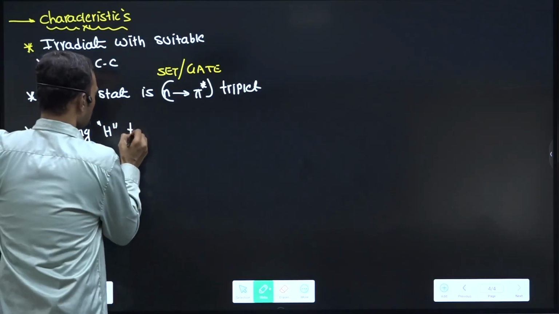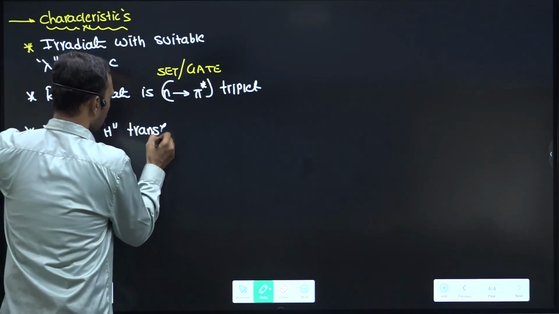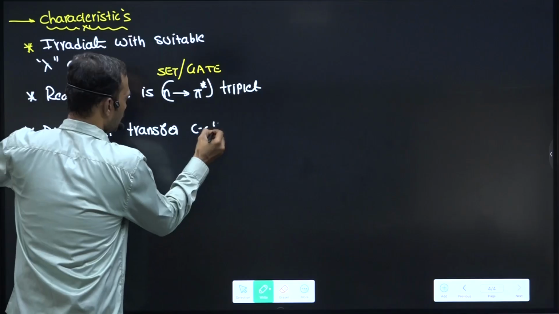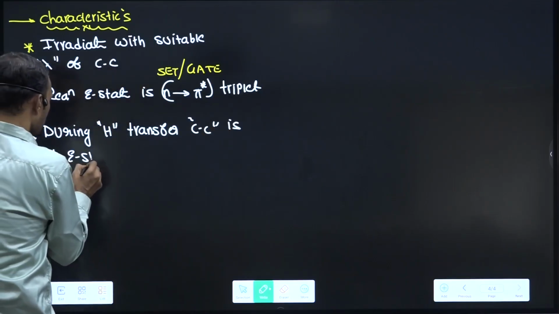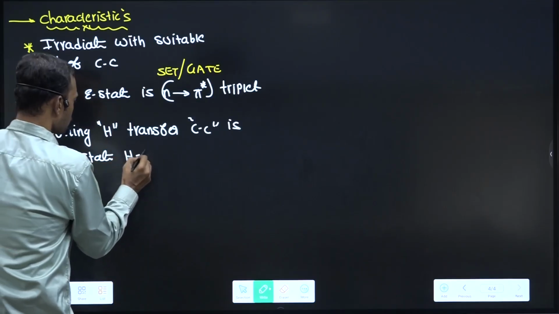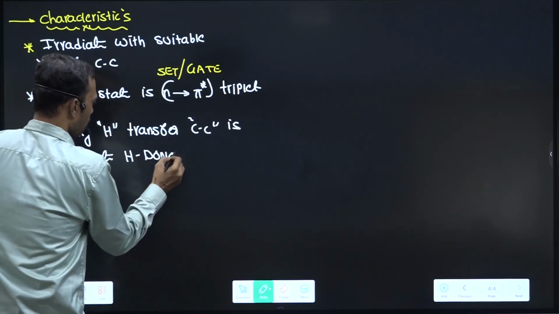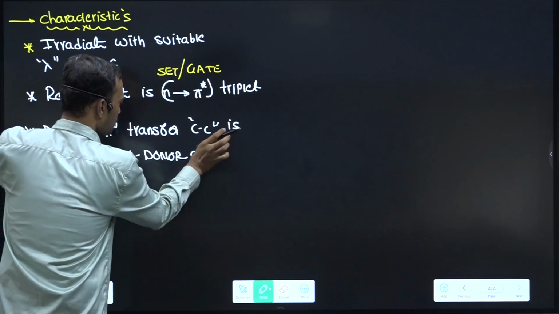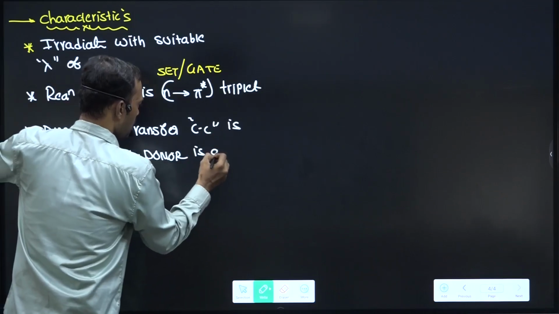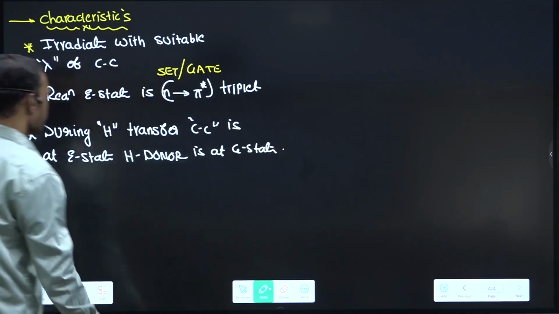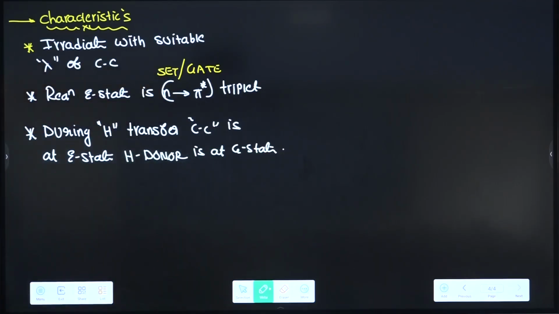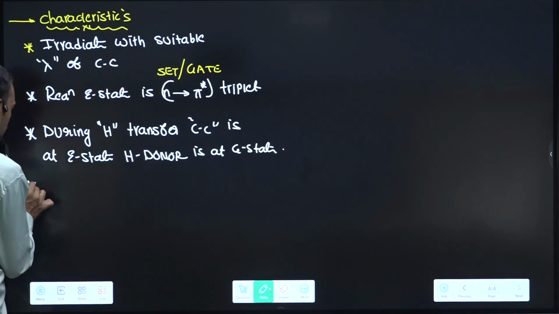During hydrogen transfer, the carbonyl compound is at the excited state and the hydrogen donor is at the ground state. So during hydrogen transfer, carbonyl compound is at excited state, hydrogen donor is ground state.